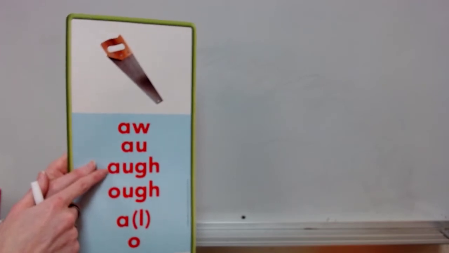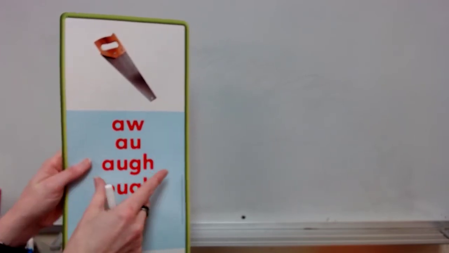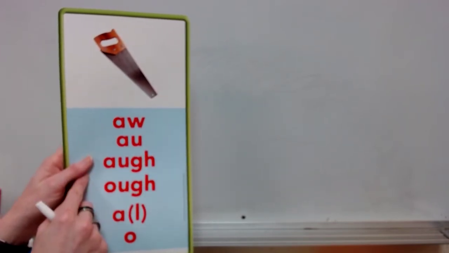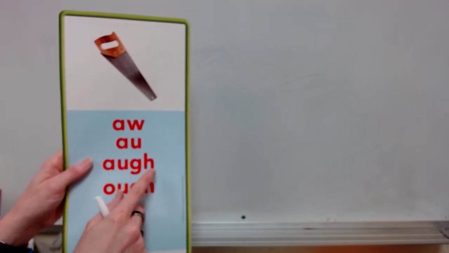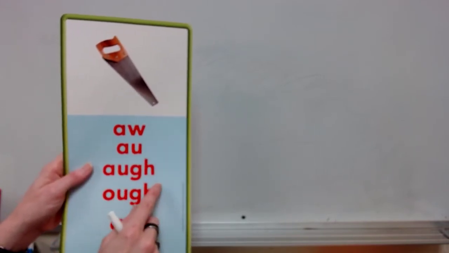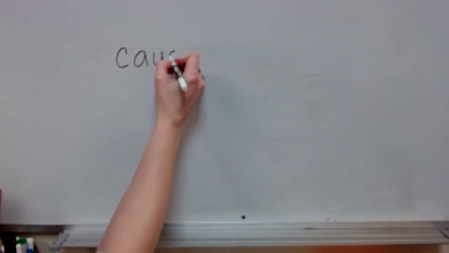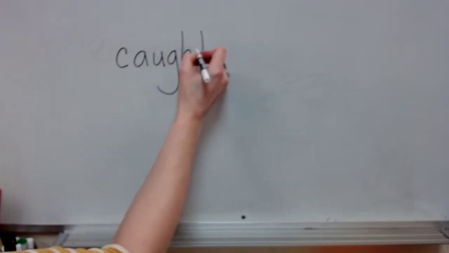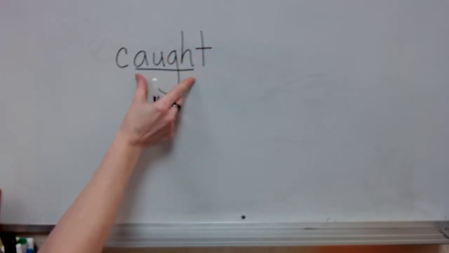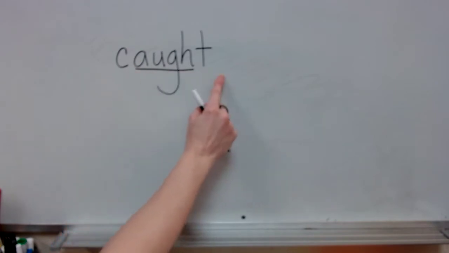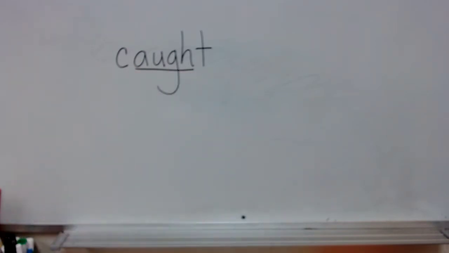Let's talk about this spelling first. The sound is aw, and the spelling is yes, A-U-G-H, as in this word. Here's that sound spelling. What sound? Yes, aw, and the word is yes, caught.